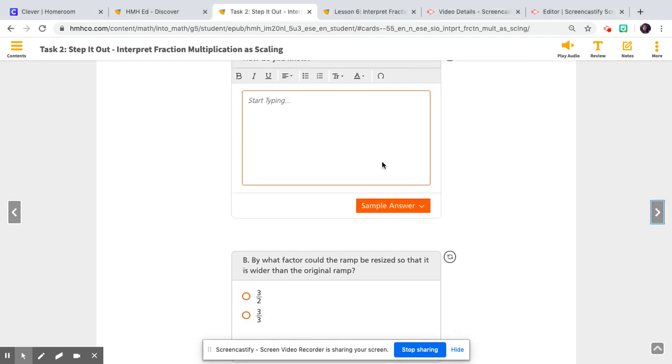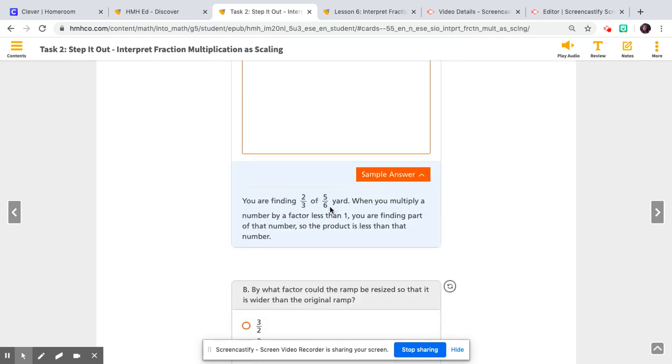So actually, let me just show you the sample answer here, which is basically what I just said. But you are finding 2/3 of 5/6 yards. When you multiply by a number less than 1, you are finding part of the number, so the product is less than that number, right? Basically what I said. If you're multiplying by less than 1, your answer is less than 1. If you're multiplying by greater than 1, your answer is going to be greater than 1.